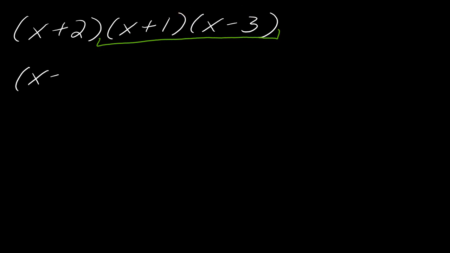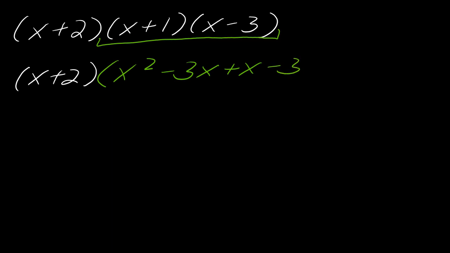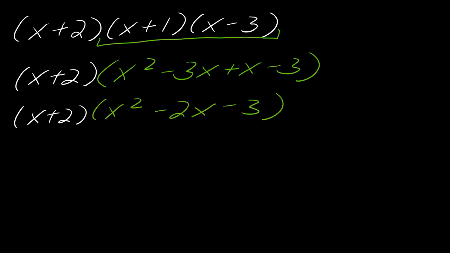So I'll write the x plus 2 down again. And now let's go ahead and multiply this together. So this becomes x squared minus 3x plus x minus 3. What you're going to want to do is simplify this polynomial as much as you can. So this will become x squared minus 2x minus 3.